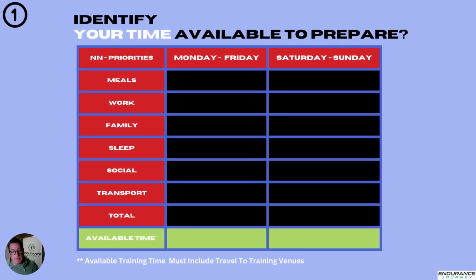One of the things we talked about last day was doing this time audit. This is a way of looking at your available time to train, considering all your other life priorities. This little table here is what I call a time audit table. On the left-hand column, we have all your non-negotiable daily time priorities, things that you have to do each day that take up time. For example, meals, work, family, sleep, social engagements or volunteer engagements, transport, and that creates a total.